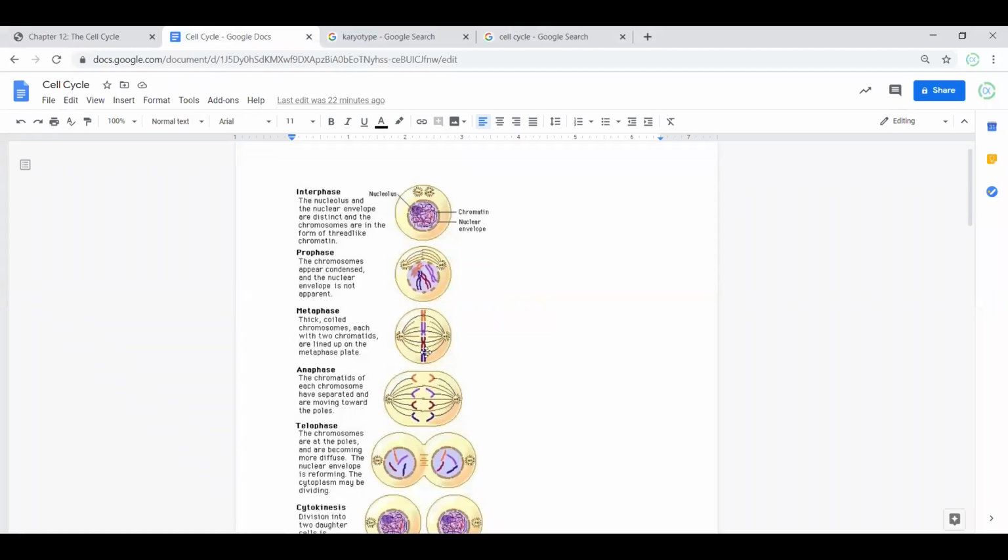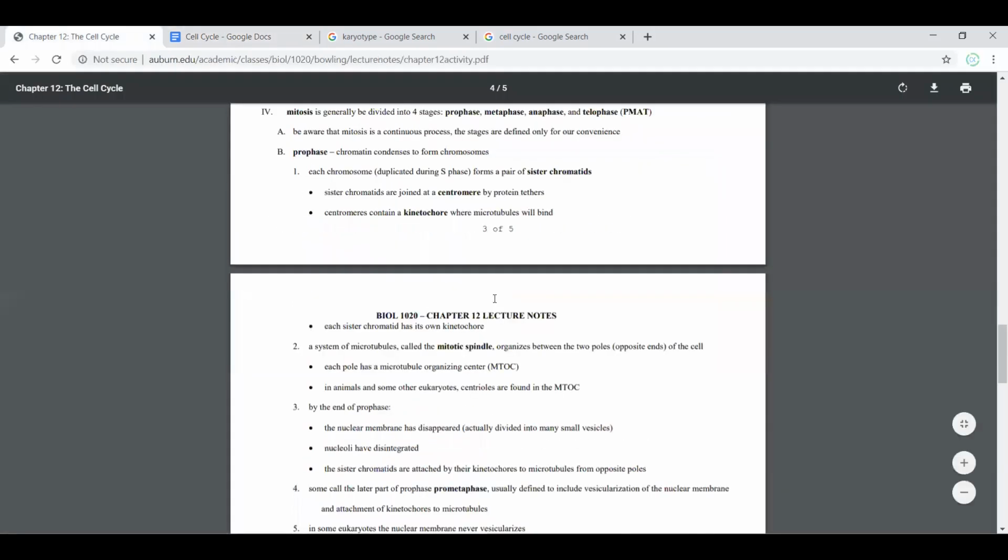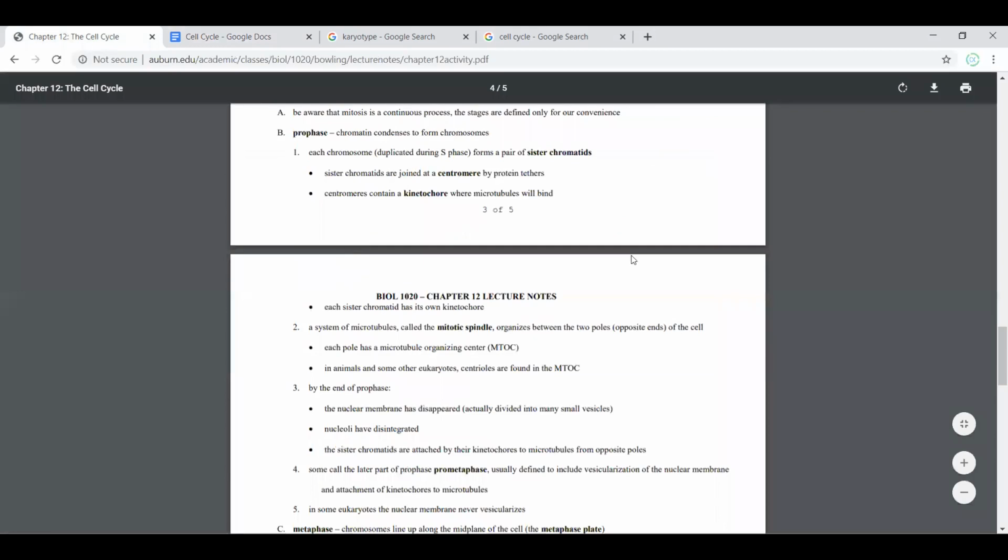You can see it nicely here. You can see that the chromosome is in an X shape, and they're connected again at this little dot in the center, which is called the centromere. That is where they're connected. You don't have to worry about the kinetochore.